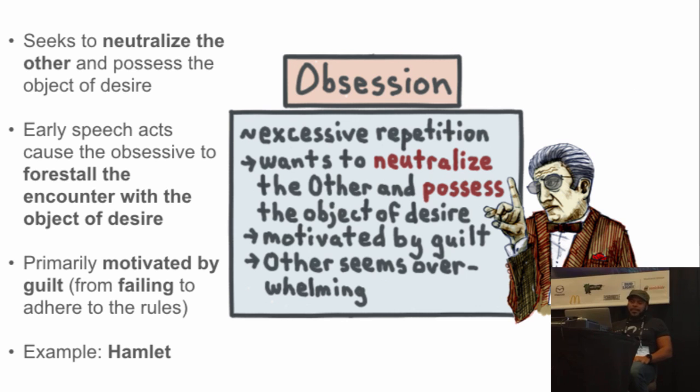They're primarily motivated by guilt from failing to adhere to the rules. And Hamlet, the Shakespearean play, is a classic example of the obsessive. Within Hamlet, you have the father being murdered, he dies, comes back as a ghost, and puts this big guilt trip on Hamlet. And Hamlet struggles with the guilt and trying to avenge the father, right? And he struggles all the way to the end of the play. But this wrestling with guilt is a hallmark of the obsessive person.